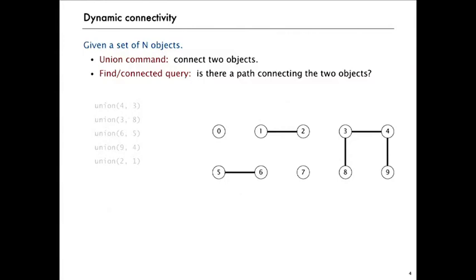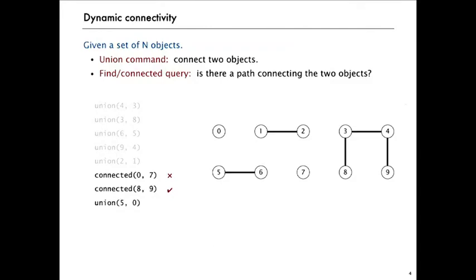So for example, in this set of 10 objects, we've performed already a bunch of union commands connecting 4 and 3, 3 and 8, 6 and 5, 9 and 4, and 2 and 1. And now we might have a connected query that says, is 0 connected to 7? Well, in this case, there's no connection, so we say no. But if we ask, is 8 connected to 9, we're going to say yes. Even though we don't have a direct connection between 8 and 9, there's a path from 8 to 3 to 4 to 9.